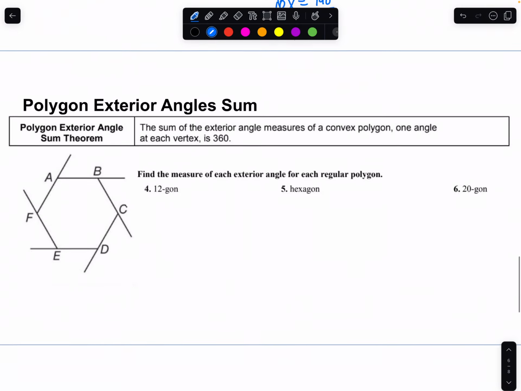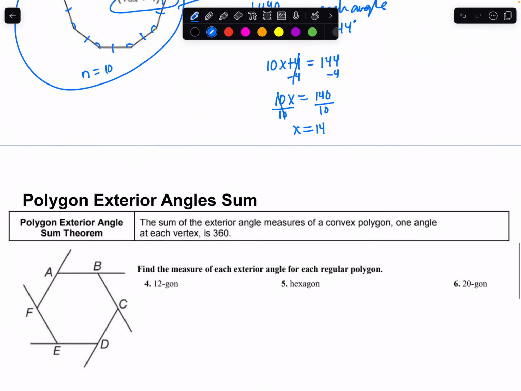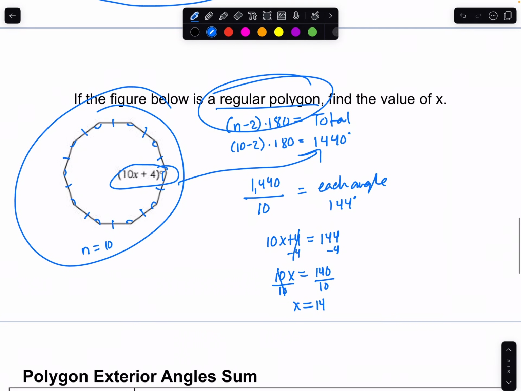Now let's talk about the exterior angle sum of any polygon. We've been talking about the interior, which is the inside of a polygon. We use the formula n minus 2 times 180 to find the interior. What about the exterior of a polygon?